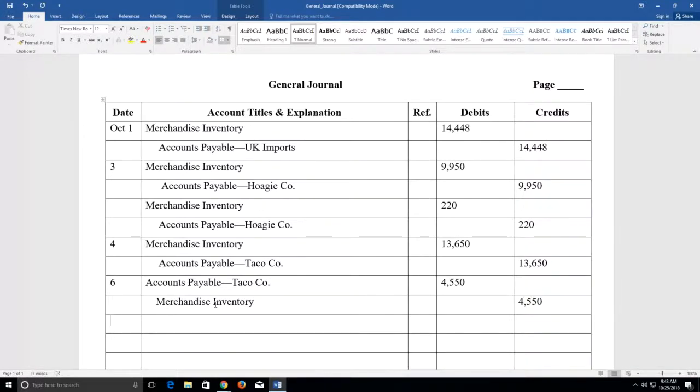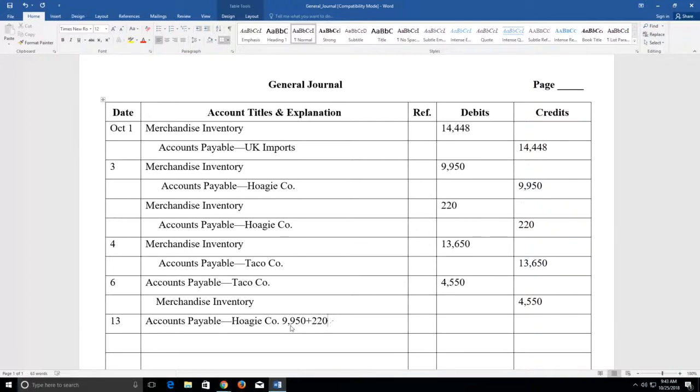And then on the 13th, it says that we paid Hoagie Company. So we always clear our books for exactly what we owe the company, and then we handle any kind of discount they give us. So what did we owe Hoagie Company on the 3rd? We owed them the $99.50, right? Plus the $220 shipping, right?